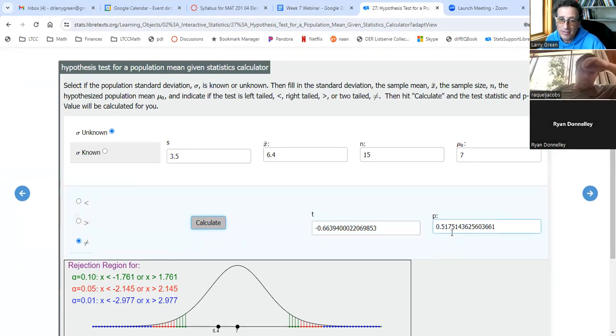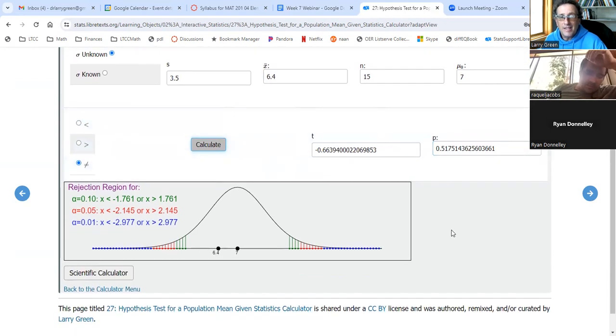The p-value is about 0.5175. By the way, this is brand new. So if you find mistakes, please let me know. You are the first students ever of my students to ever see the calculator show the picture. I put the picture in; that was my winter break. I did all the pictures. So here's the picture, and it shows the 3 rejection regions, by the way, just in case.